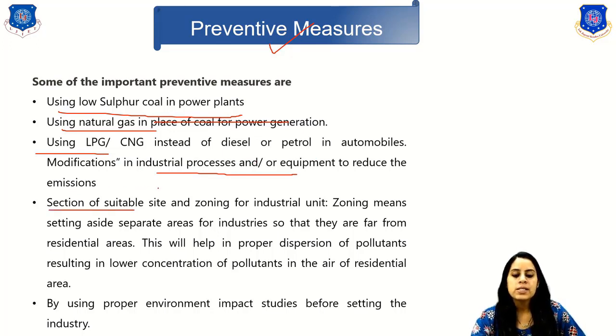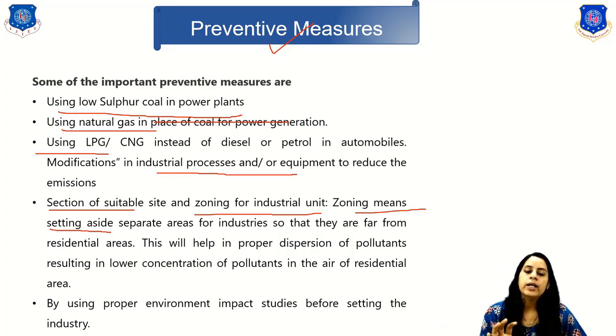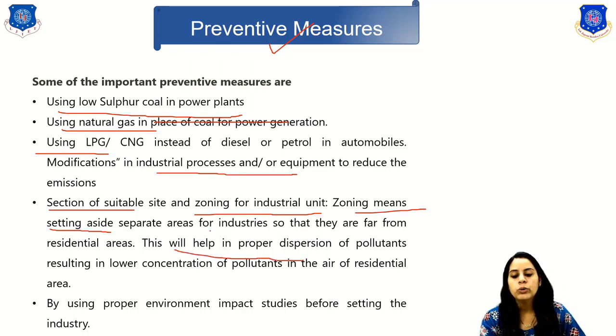Then selection of a suitable site and zoning for the industrial unit. Zoning means setting aside a separate area for industry so that it is far away from the residential area, right? It means that we make a zone: residential area, then commercial area, then industrial area, right? So the residential area will be kept away from the industrial area so that the pollution will be lesser. This will help in the proper dispersion of pollutant, resulting in a lower concentration of pollutant in the air of the residential area, right? So we also do proper environmental impact studies before setting up the industries.